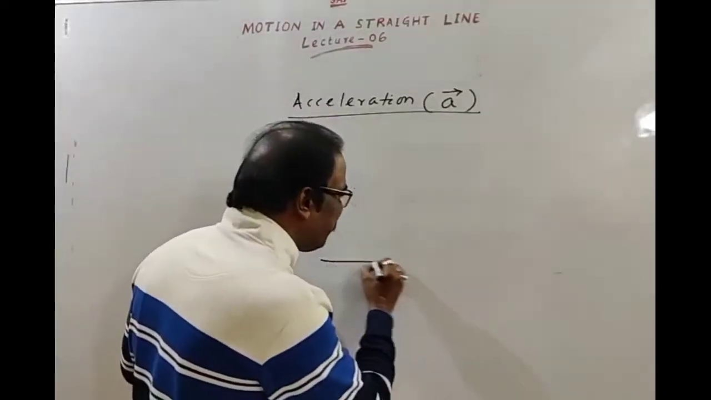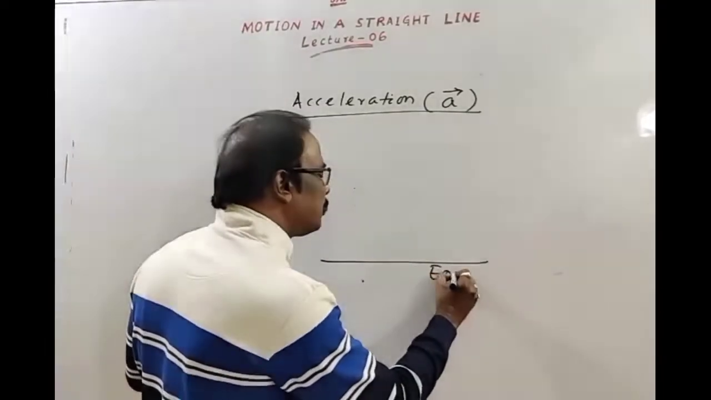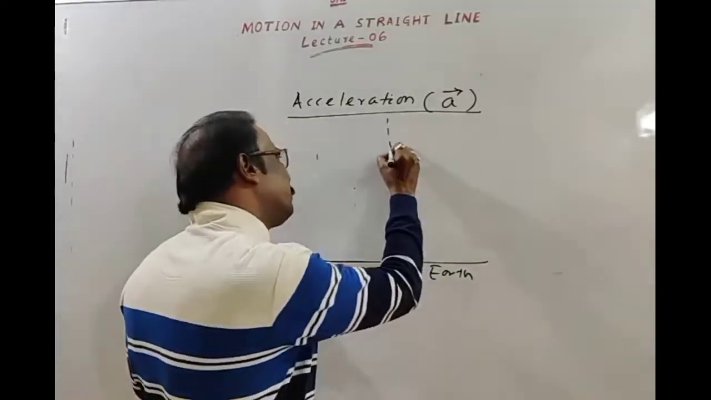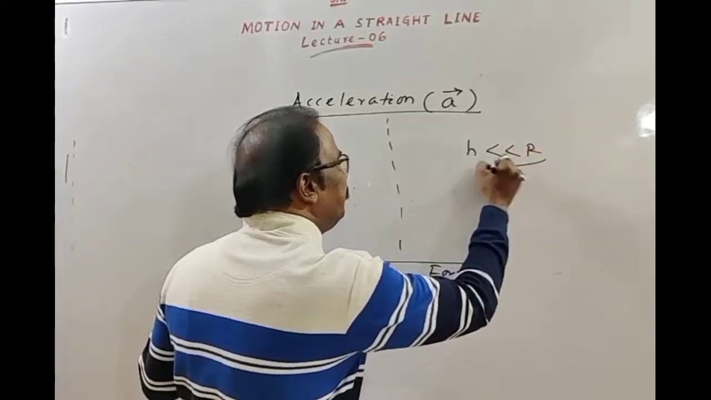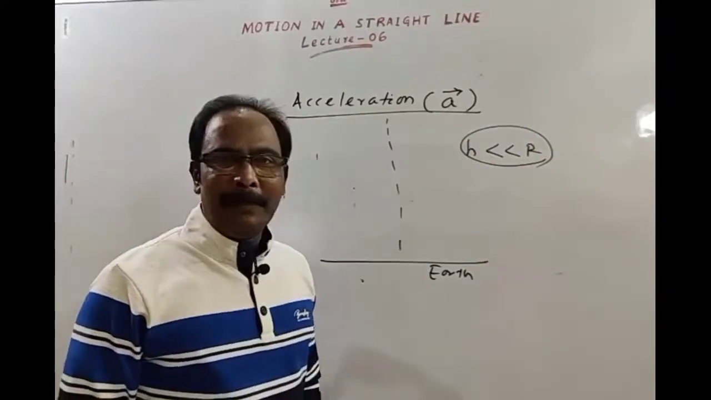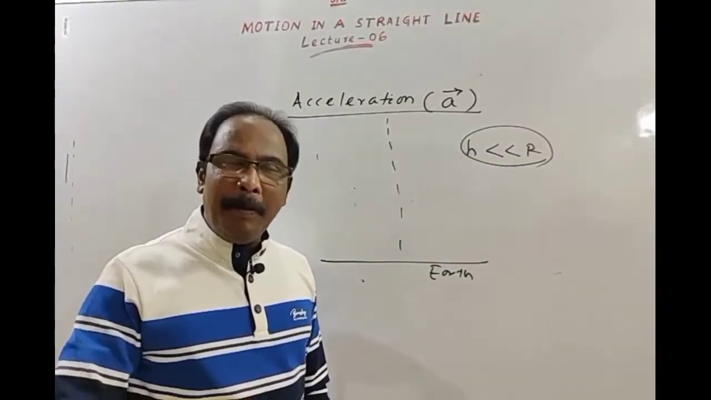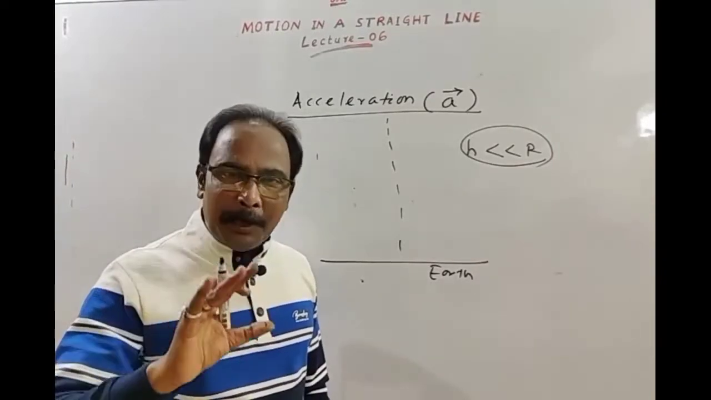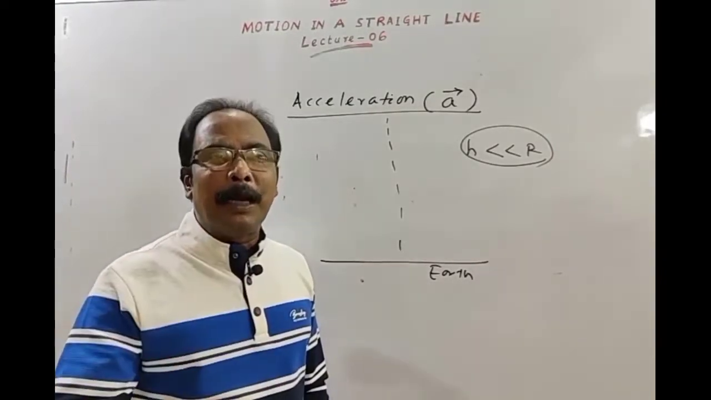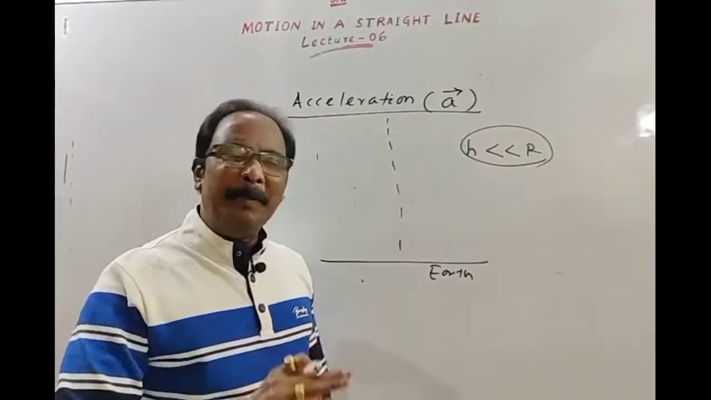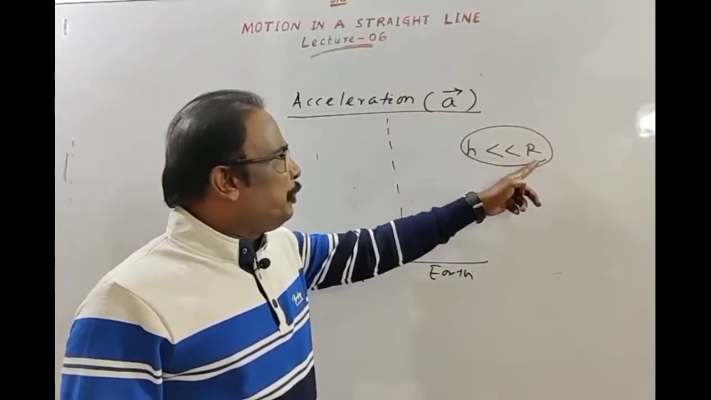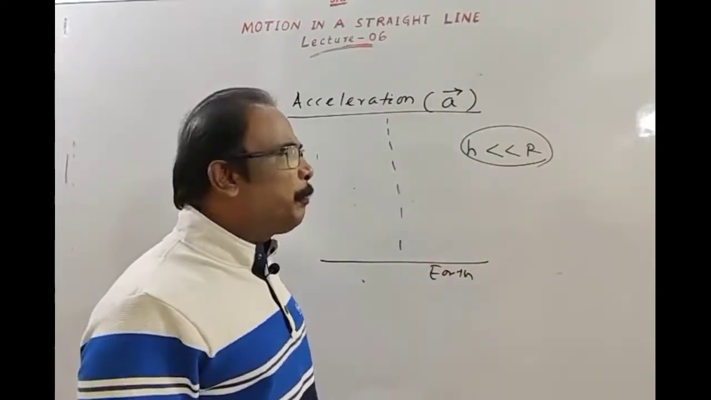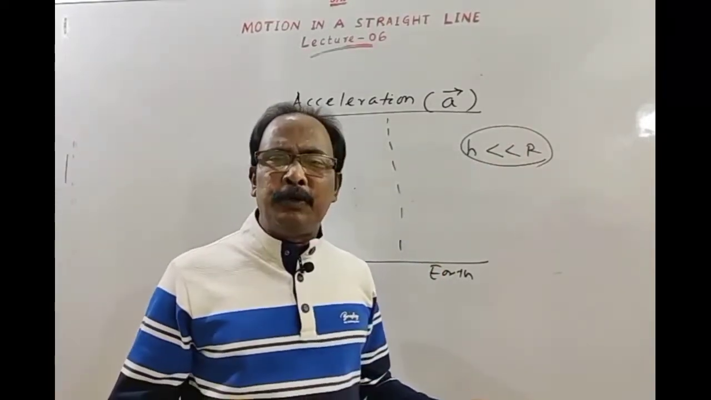If the height above the surface of Earth, let h, is much less as compared to the radius of Earth, then acceleration due to gravity may be taken to be a constant quantity, or uniform. It means acceleration is uniform up to a certain height which is very small as compared to the radius of Earth. The radius of Earth is 6400 kilometers.